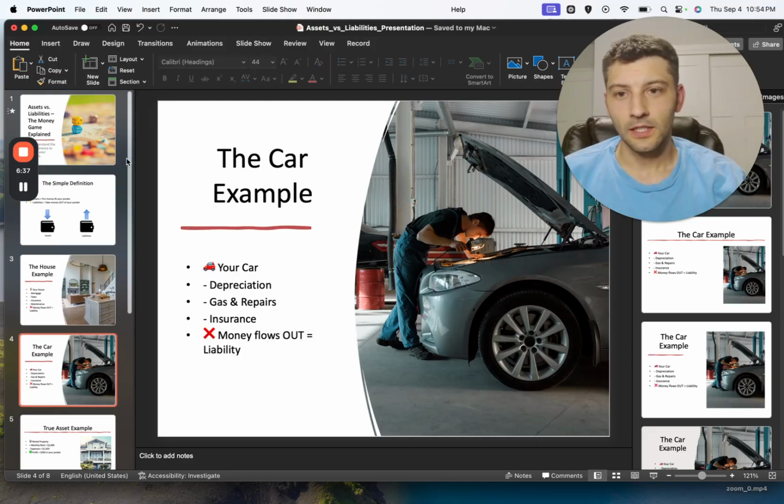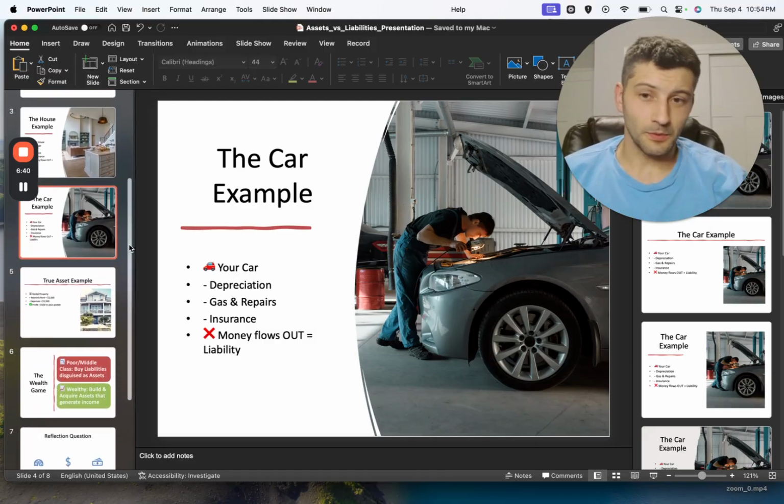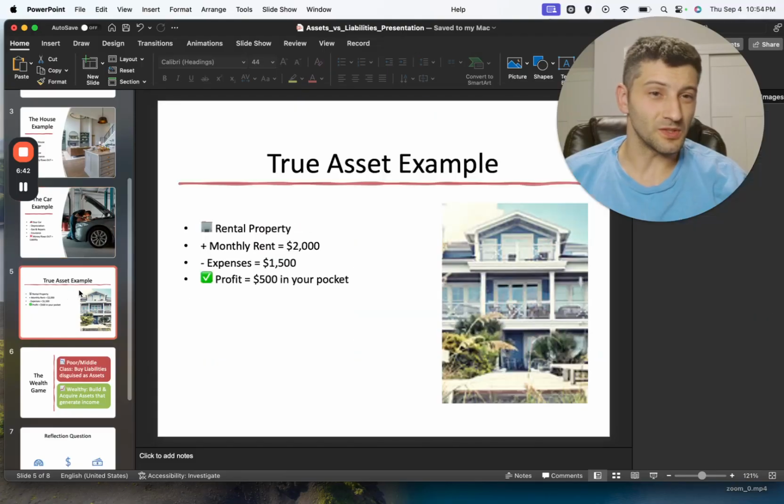Now, we talked about a couple of different cases of liabilities. What about assets?